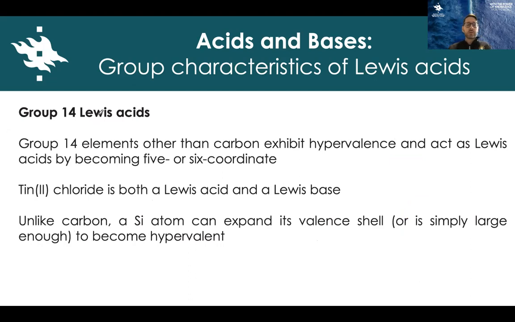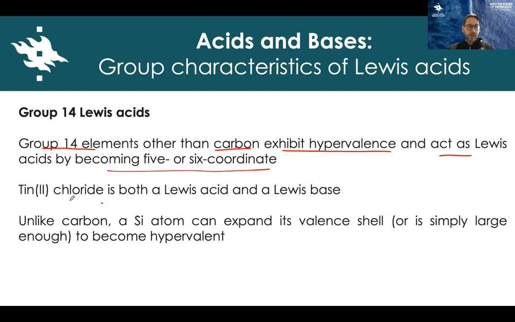Now, going to group 14, the elements in group 14, other than carbon, exhibit hypervalence, which is the capability to expand their octets and act as Lewis acids by becoming 5 or 6 coordinate. So the example of the silicon atom with 4 fluorines, then accepting even more electron density to have the silicon atom bound to 6 fluorine species, as we discussed previously, is an example of that.